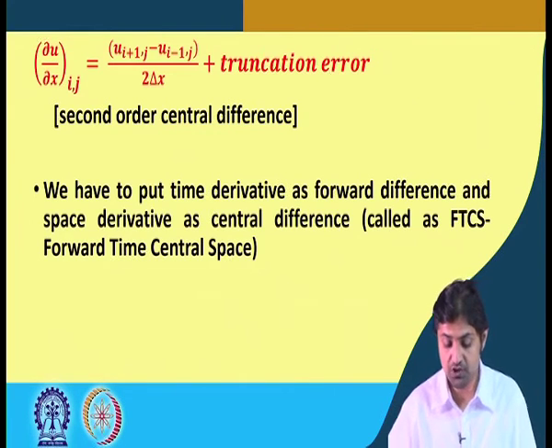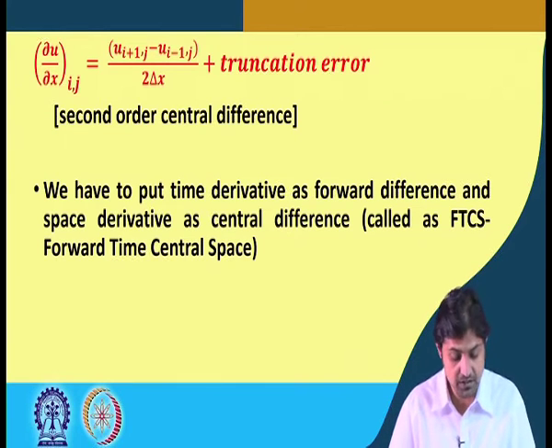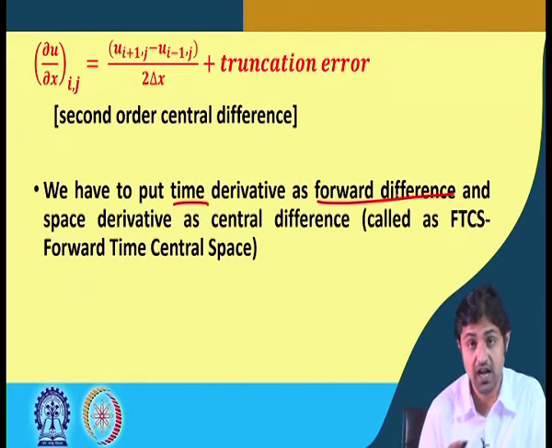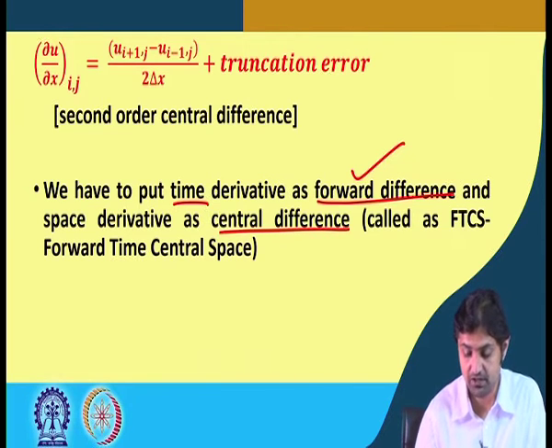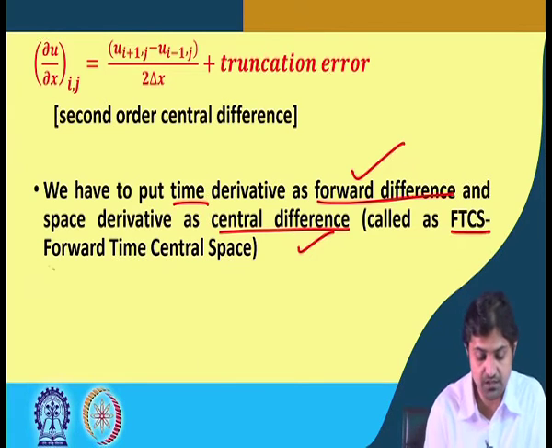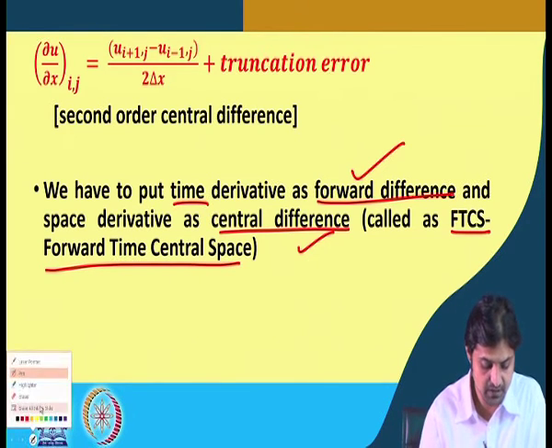So we have to put time derivative as forward difference and space derivative as central difference. They call it the FTCS, forward time central space. So time as forward difference, because time cannot be in the back. So we will always have to be forward, and for the space we use central difference. That is the most standard practice, and this is called FTCS, forward time central space.